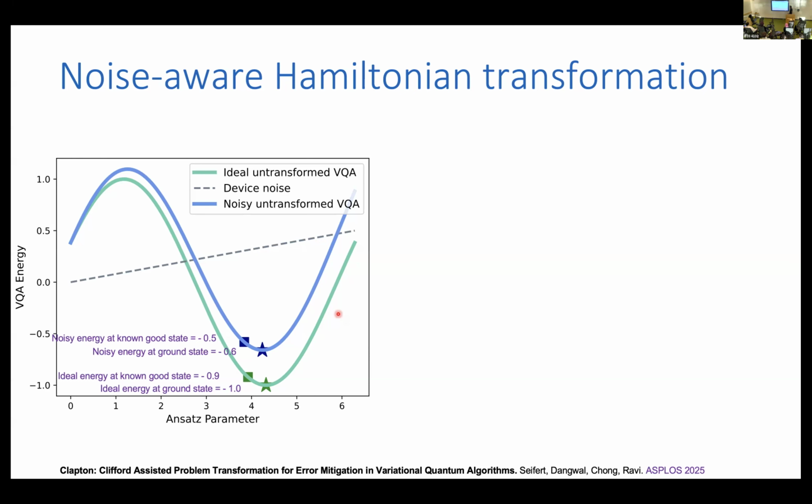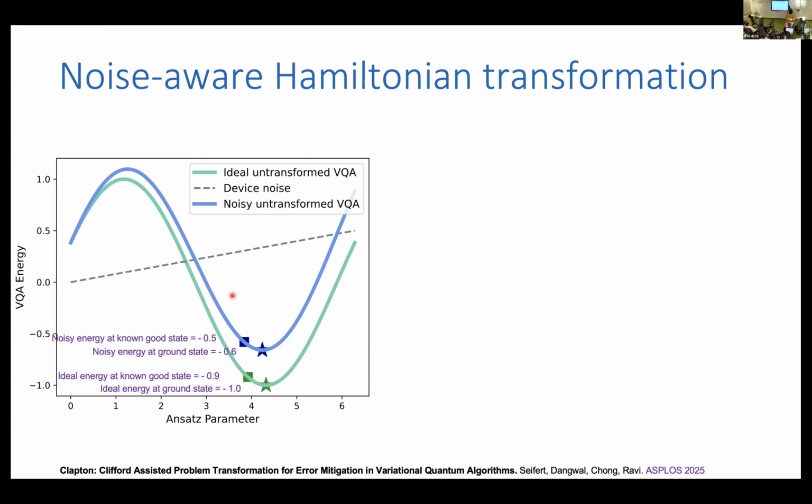Another step at which we expanded this work was, now we know this good quantum state in the presence of noise. So we wondered, can we actually transform the Hamiltonian itself such that the ground state of the Hamiltonian occurs in a noise-free or a less noisy region? I'm just going to illustrate this with this example over here.